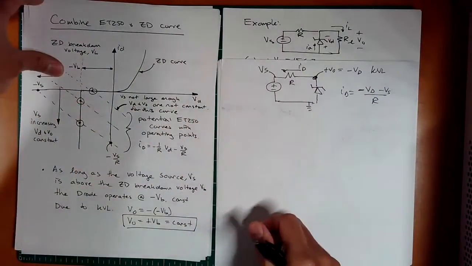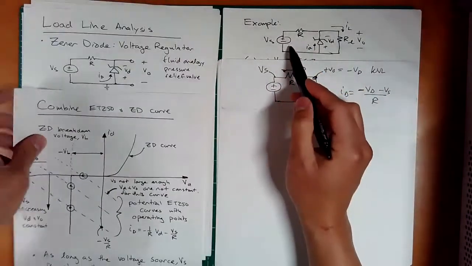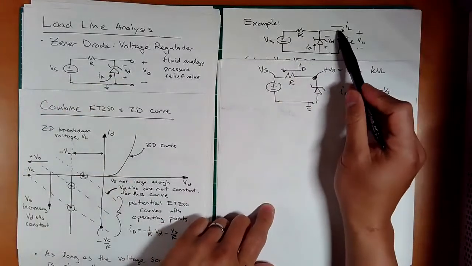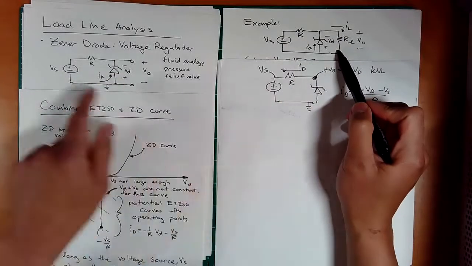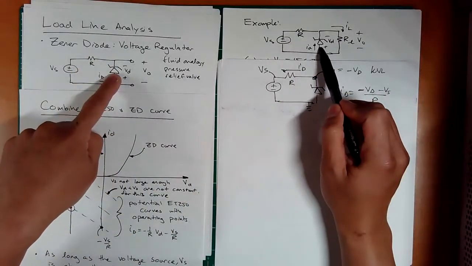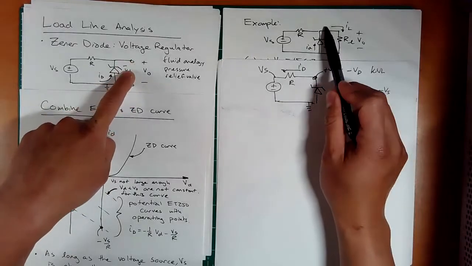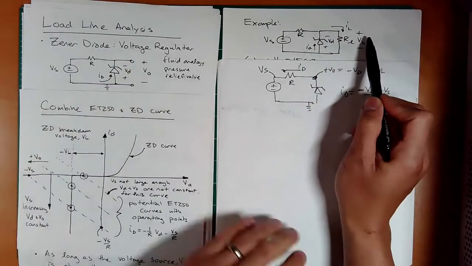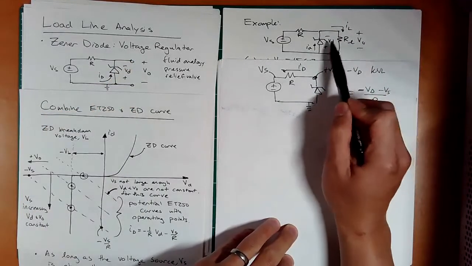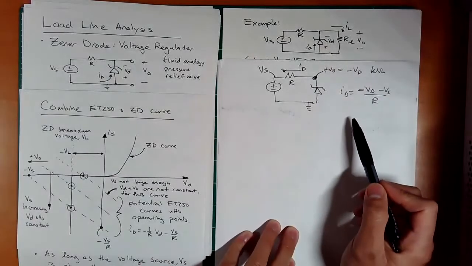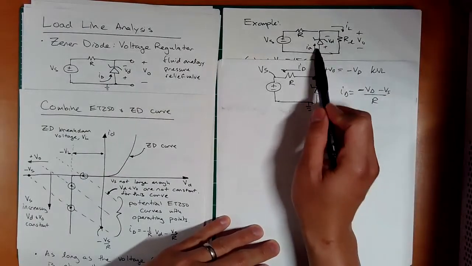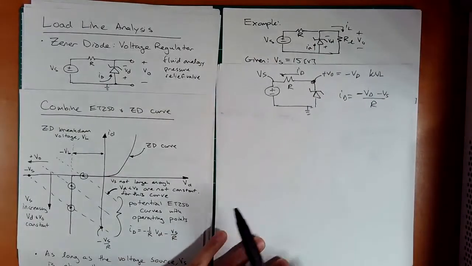So now we have exactly the same situation, except for a load resistor. We've got a VS, an R, a Zener diode, and we've just added a load resistor, and now we have a load current. We still have V naught, we still have VD, and notice again, V naught and VD are opposite in sign. And ID is still pointed in the same direction as the Zener diode.